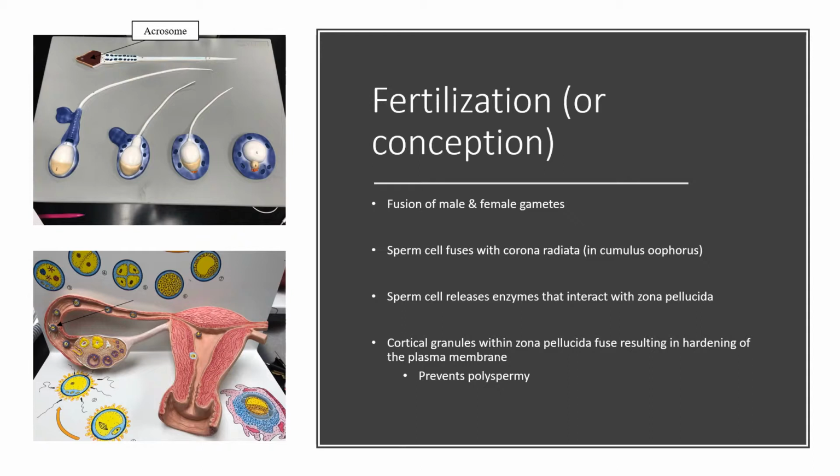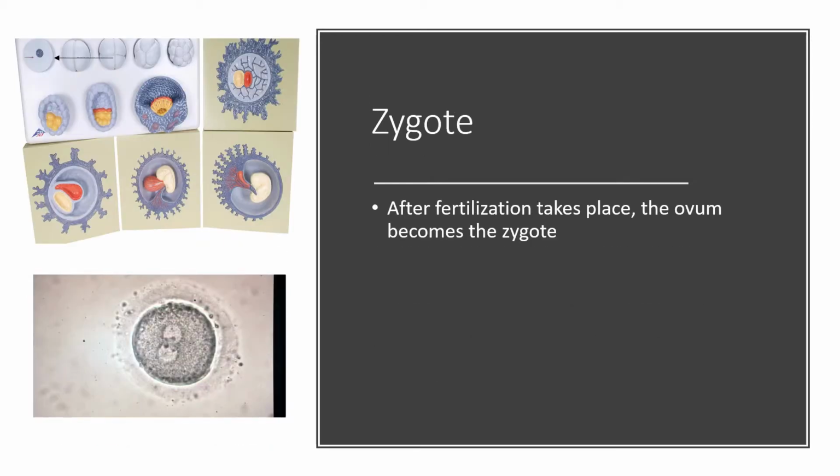And you can see in the two models here, I have labeled the acrosome of the sperm head, and I also have an arrow pointing to the sperm attempting to fertilize the egg in the fallopian tube, because fertilization takes place in the fallopian tube. So once fertilization takes place, the ovum or the egg becomes the zygote. And you guys can see I have a microscopic image of a zygote here, and then of course an arrow pointing to the zygote on the model. So the zygote is just a fertilized egg.